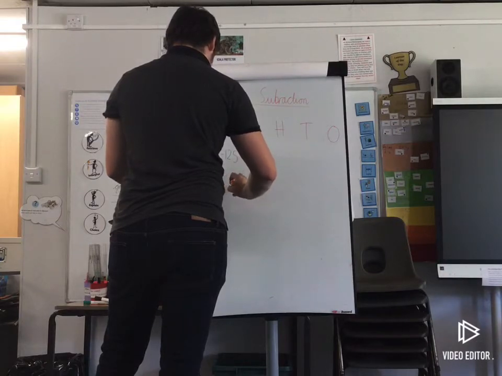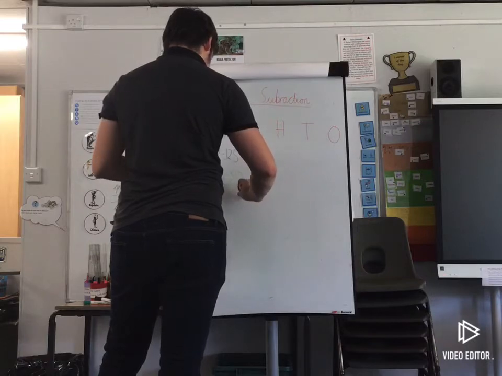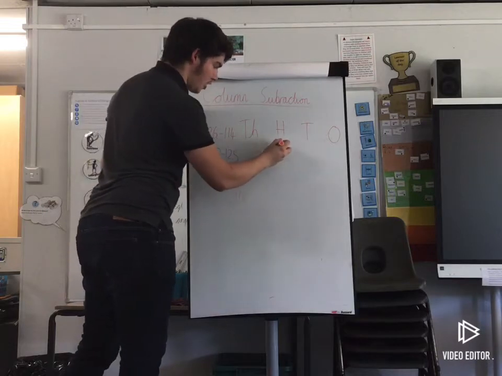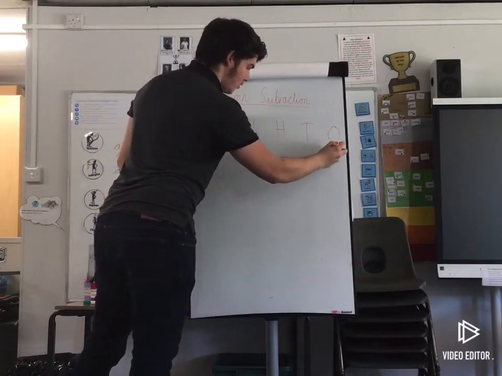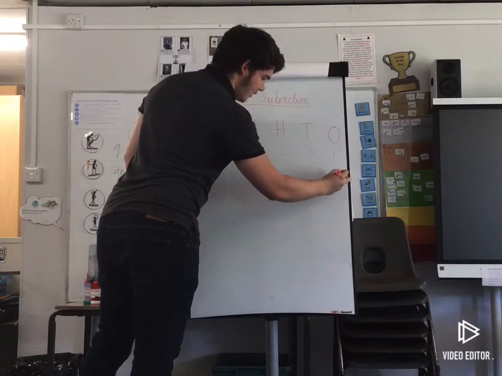3,231 minus 1,176. Okay, so I'm going to go a bit quicker now. We'll put my numbers in because I think we're quite confident. 3, 2, 3, 1 minus 1, 1, 7, 6.